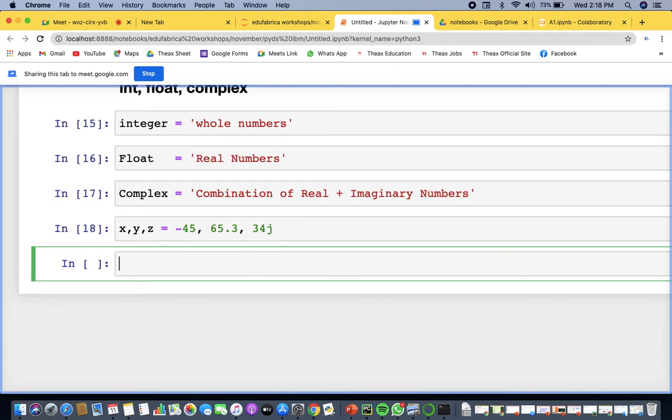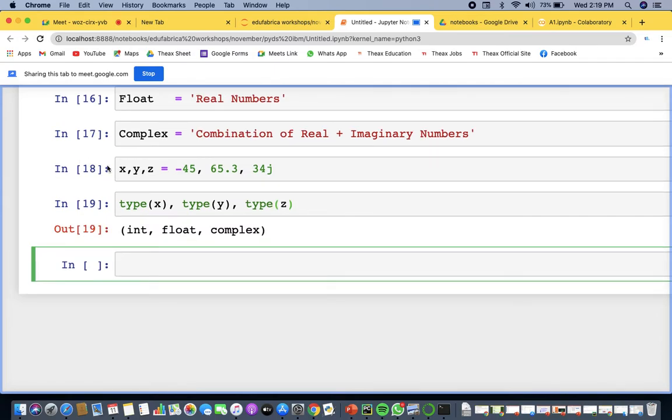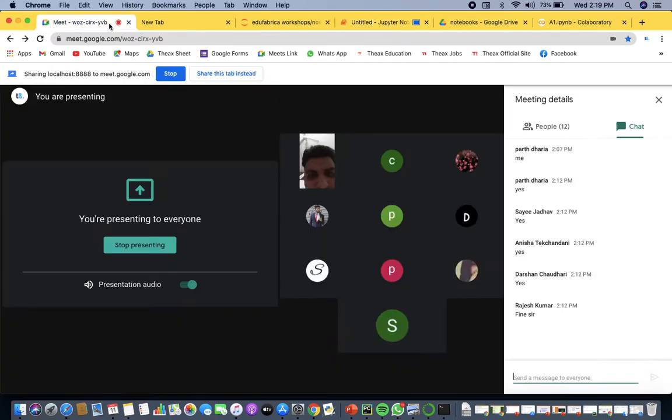So in the complex you have basically a real and an imaginary part, that's it. Okay, so let's run this. To look at the type, we want to check whether the three are of what type, like integer, float, or what, right? For that we'll be using a function called the type function. So I'll say type of x, type of y, and type of z, and I found it to be integer, float, and complex. So x is an integer, y is a float, and z is a complex type.